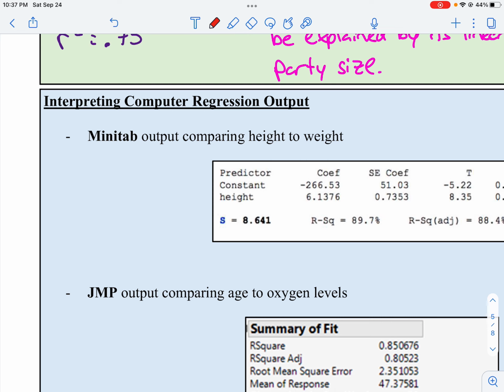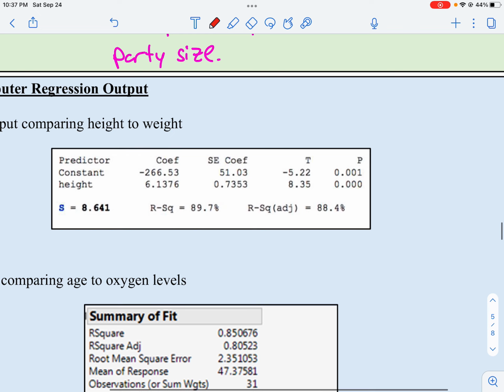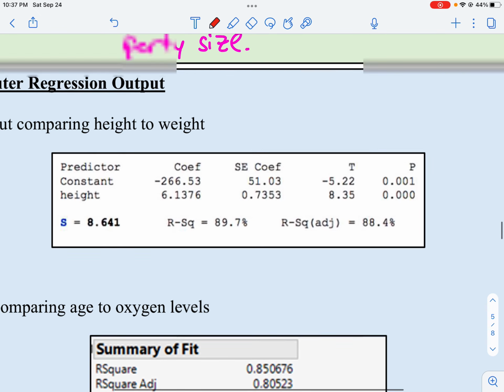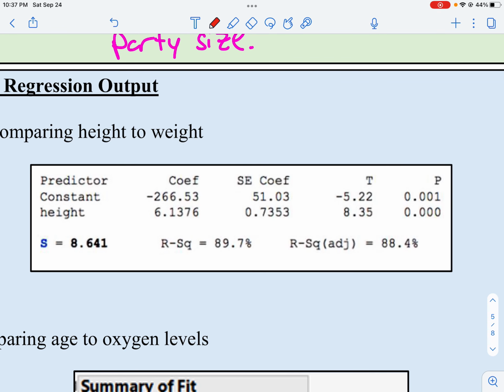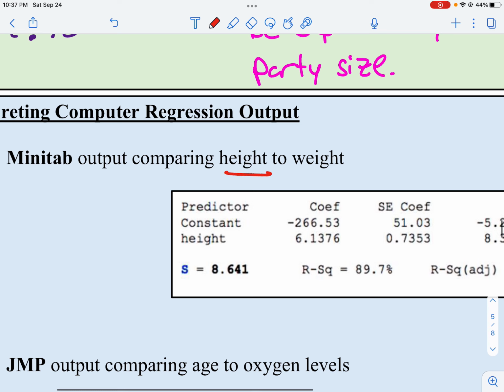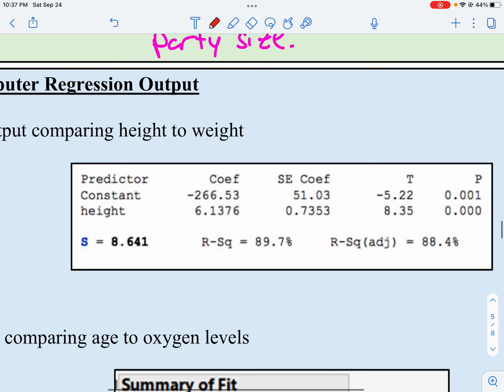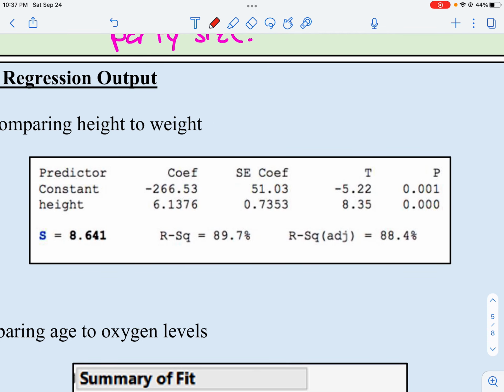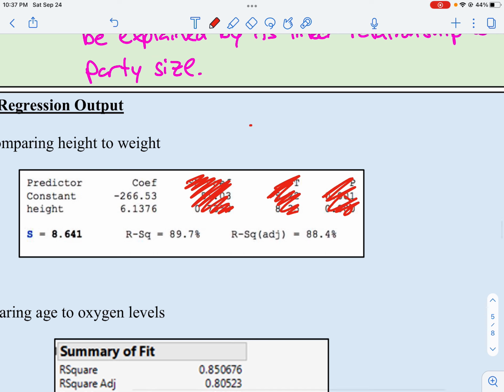The first one is called a Minitab output, and that's going to look like this format here in this white box. It's going to say predictor, and then underneath that it's going to say constant, and it's going to say one of your variables. So in this case, we had a comparison comparing height to weight. And we have a lot of information, so what I'm going to do is first simplify this. SE coef, T, and P. We will never use these.